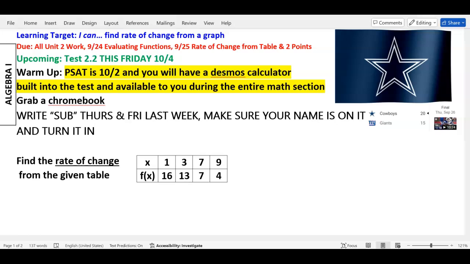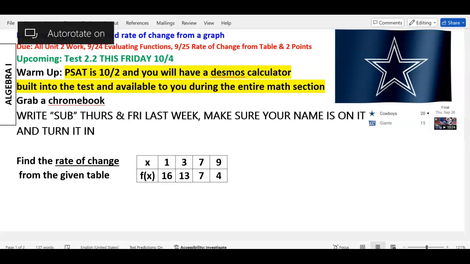On your assignment from last time I was here, you should be able to find slope from a table from those notes. But what if it's sideways? Let's talk about it right now. So first of all, rate of change. If you could tell me what does rate of change mean in one word, what's another word for rate of change?